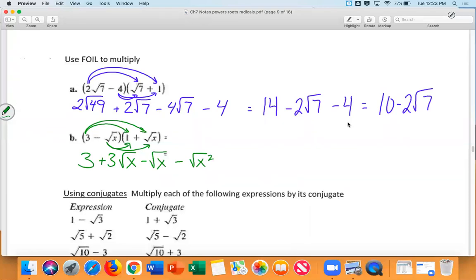Now, as I was just talking about, the root 7 and root 7 kind of undid each other. So here, the root x and root x are going to kind of undo each other. So I'm going to have 3. Then I have 3 root x minus root x. That's going to be plus 2 root x. And then I have negative root x squared. Well, that's just going to be negative x.